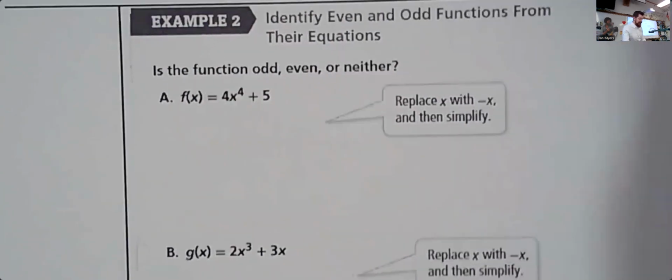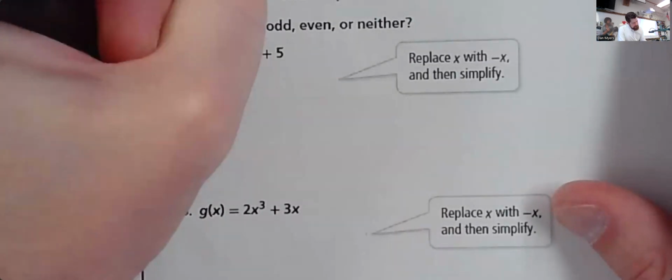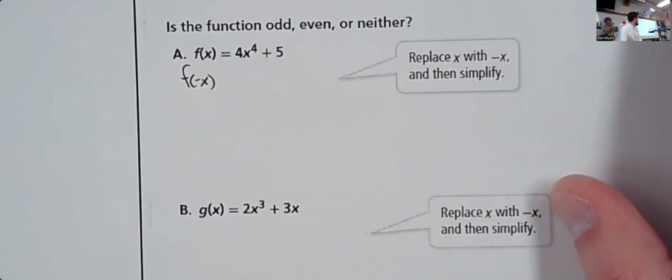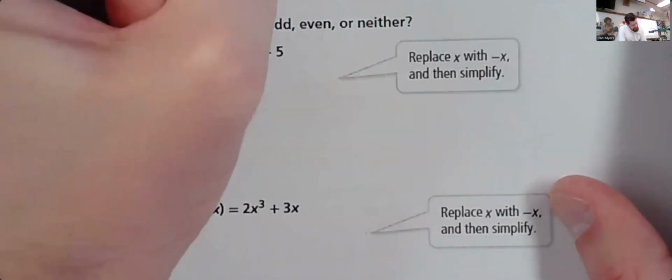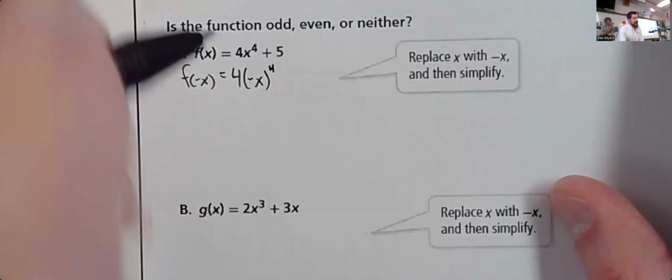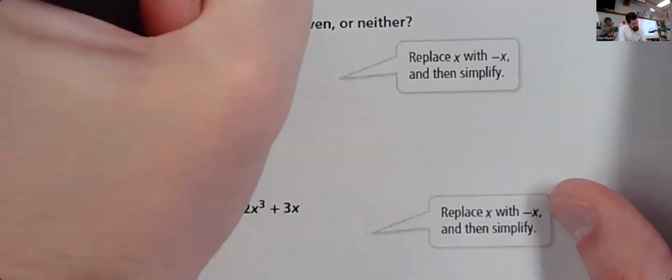So basically, instead of f of x, we're trying to figure out f of the opposite of x. So go ahead and write that down, f of opposite x, and then we're going to write equals. And then over here, we're going to replace x with the opposite of x as well. Make sure that opposite x goes in parentheses to the fourth power plus 5.